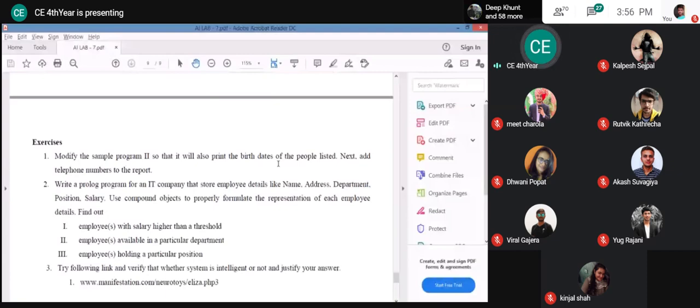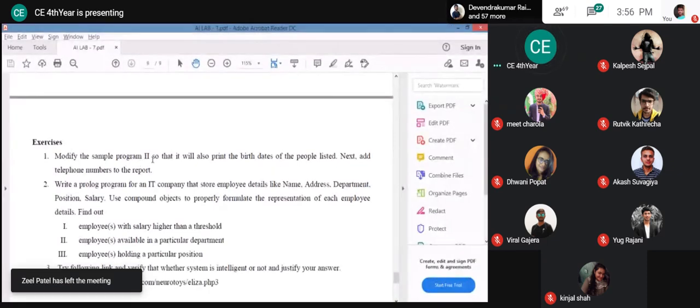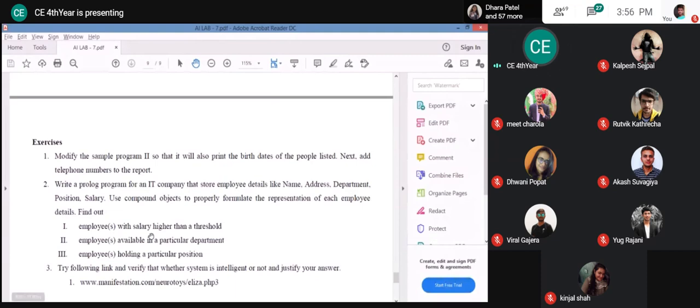So you have to understand sample program 2 by yourself, read the theory portion, right? In that, the description is also given to you, and based on that, in this program, you just have to do some modification. Okay, and the second program is also very simple. So do it by yourself, everyone. If you have any doubt, then please ask.